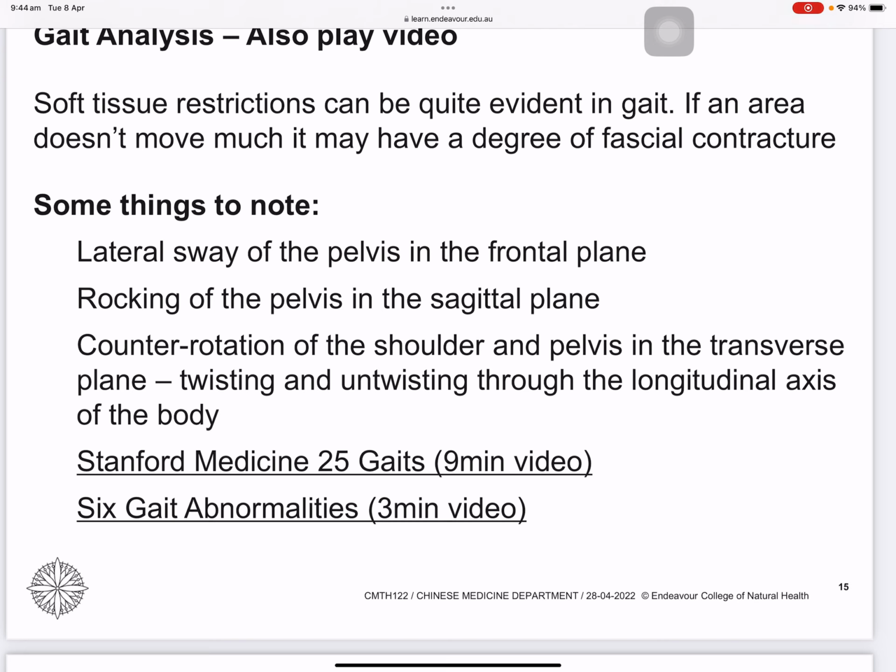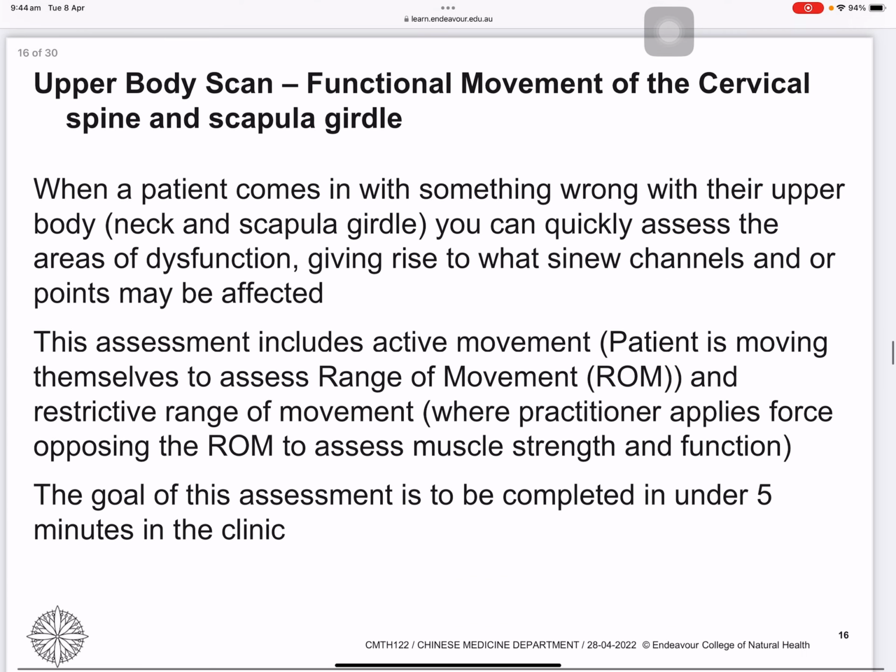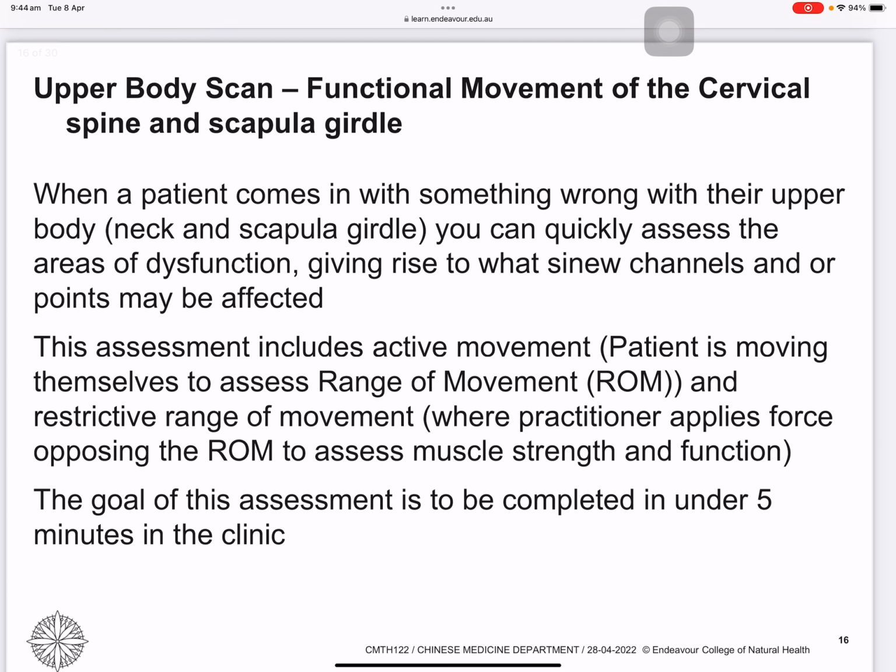Okay, this part is quite important. It's the upper body scan. It's about the functional movement: what is the normal movement of the cervical spine and the scapular girdle, which is the neck and shoulder. That's very important. You can quickly assess the area of dysfunction, giving rise to which channel or points may be affected.